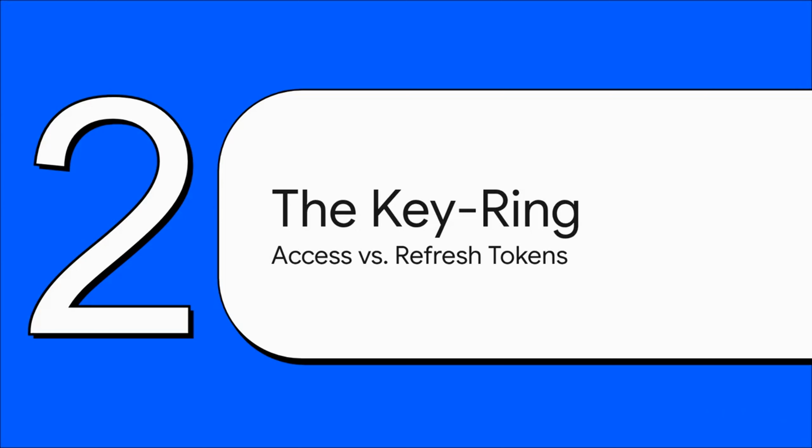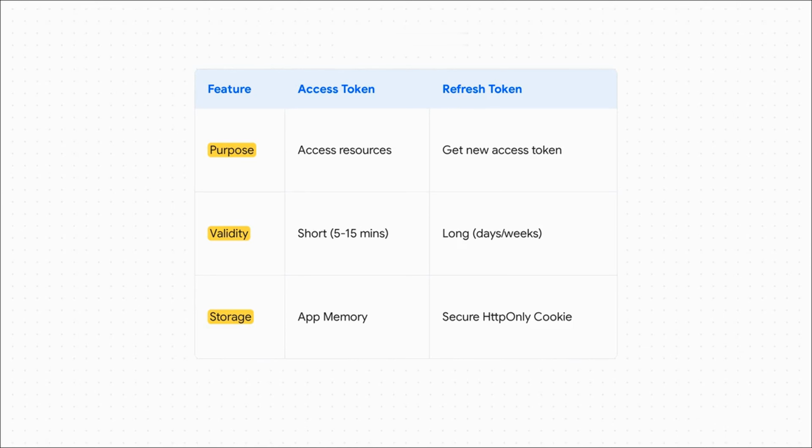Okay, but wait a minute. What happens when that VIP pass expires? Do you get kicked out and have to log in all over again? Not quite, and this brings us to a much more clever and much more secure setup that uses 2 different kinds of tokens. This is where we see a really smart separation of jobs.